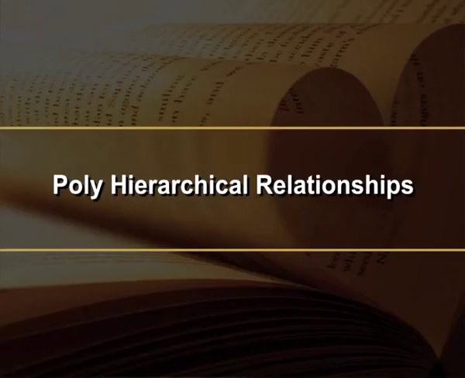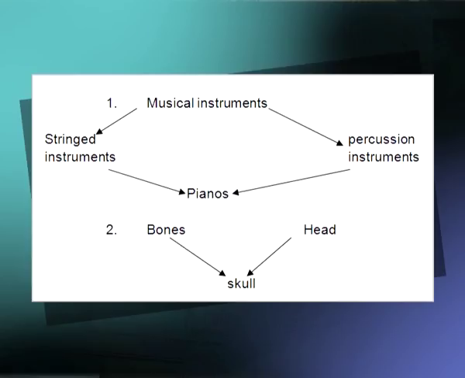D. Polyhierarchical relationships. Some concepts on logical grounds may belong to more than one hierarchy. Such relationship is called polyhierarchical relationship. Examples: musical instruments, stringed instruments and percussion instruments, pianos. Bones, head, skull. The link between bones and skull is based upon the generic relationship. The skull is a kind of bone, whereas the link between head and skull is based on the hierarchical whole-part relationship. The skull is a part of the head.